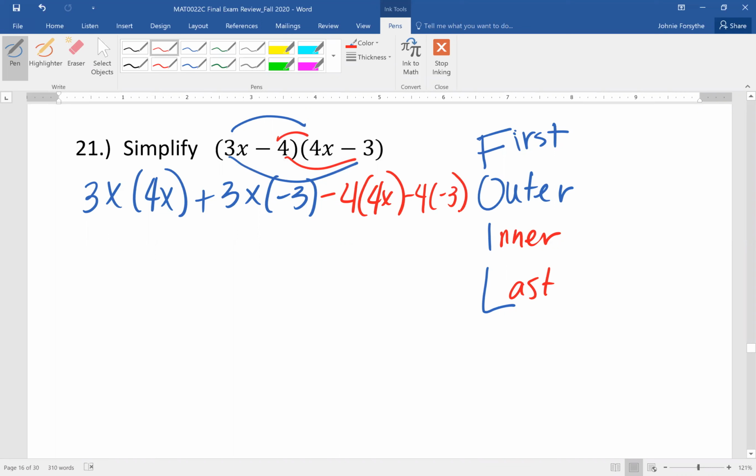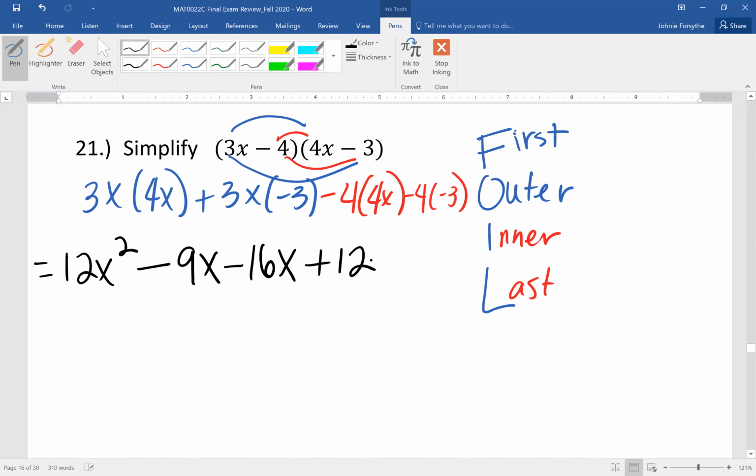Okay, so now we're going to multiply everywhere. So 3x times 4x will be 12x squared. 3x times negative 3 is going to give you negative 9x. Negative 4 times 4x is negative 16x. And negative 4 times negative 3 will be positive 12. So now we're going to combine like terms, and we have them here in the middle.